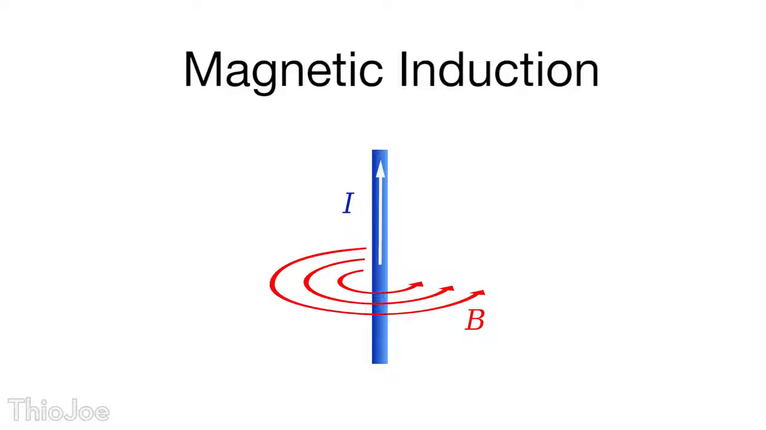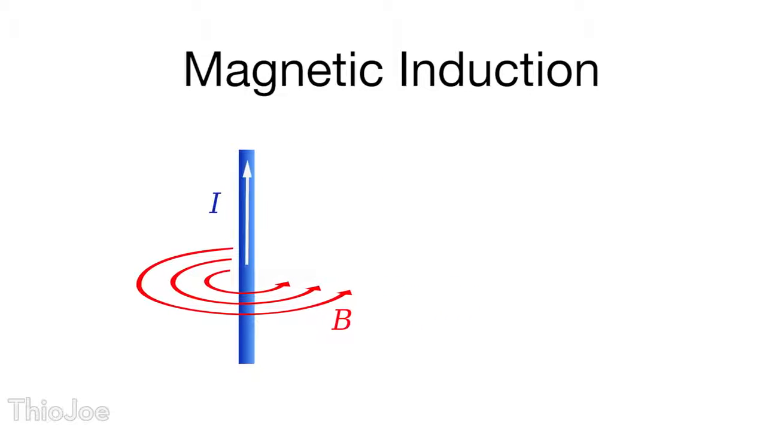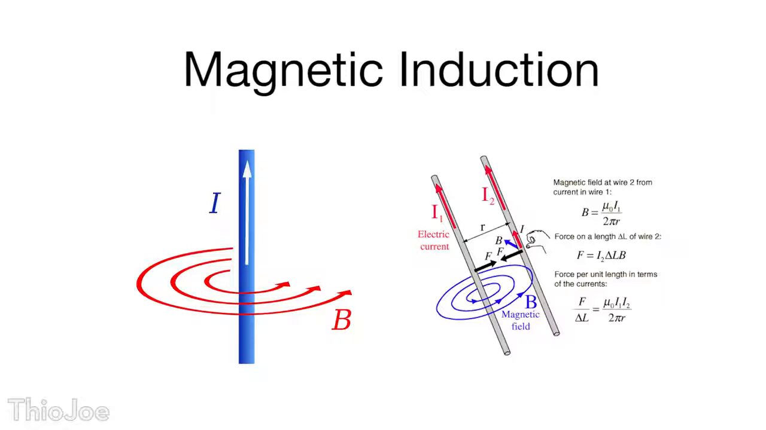This works through what's called magnetic induction. As any current passes through a wire, it's going to create a magnetic field. And if you put a changing magnetic field next to another wire, it will induce a voltage in that wire.